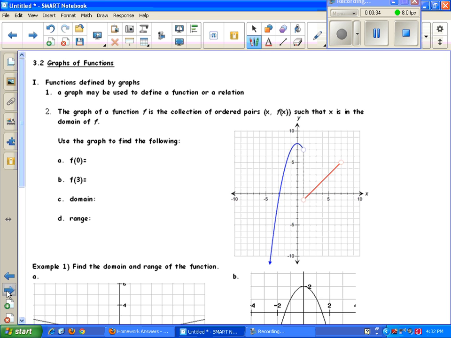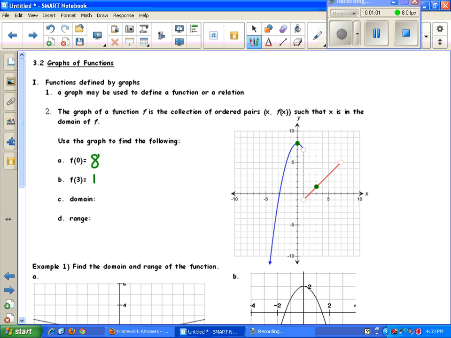So for the first one, f of 0, this means that we want to find the y value when we have an x value of 0. If I look on my graph, when I have an x value of 0, notice right here I get my y value of 8. Then for f of 3, we're doing the same thing. I want to find the y value when I have an x value of 3 on my graph. The y value for an x value of 3 is 1, so that would be my answer here.